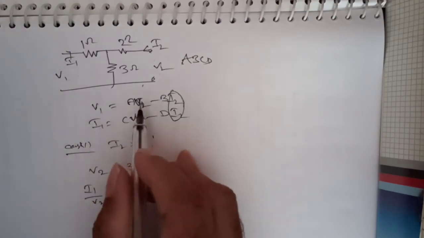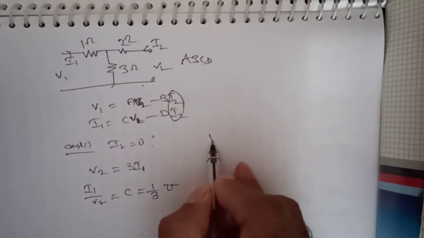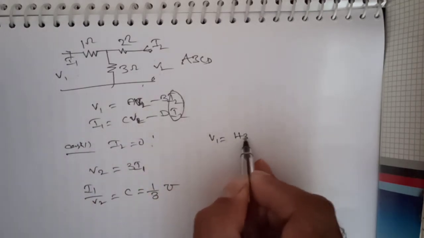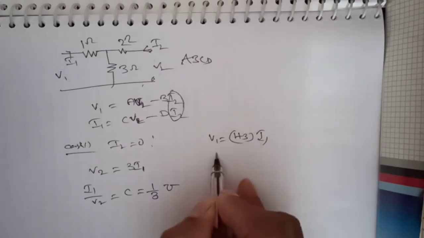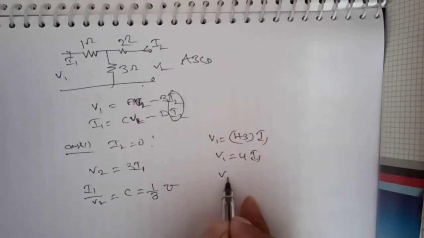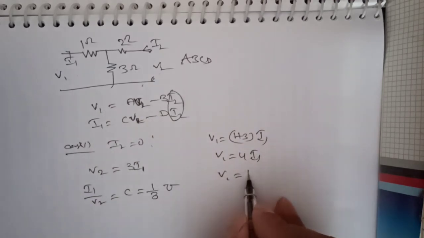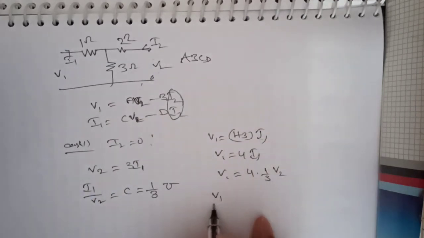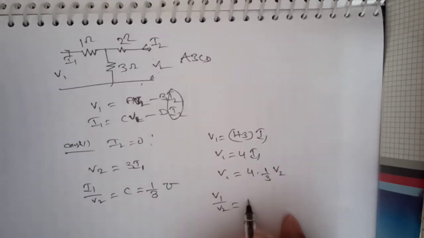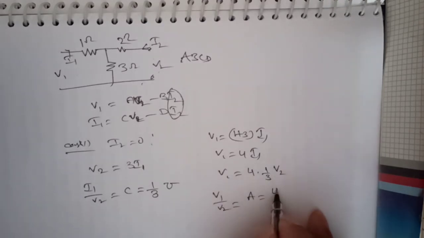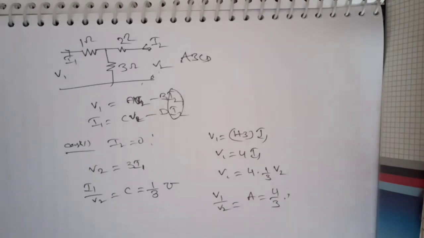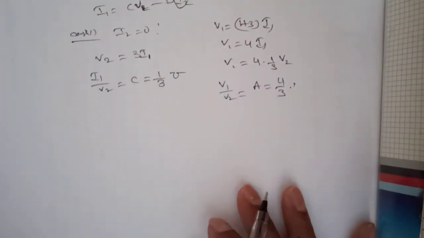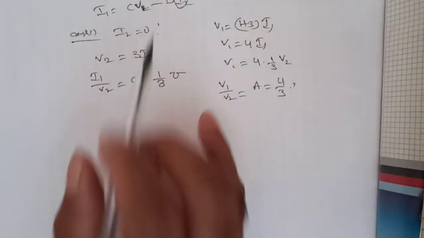Now we have to find the relation between V1 and V2. What is V1? 1 plus 3 into I1, so V1 equal to 4 I1. But we have to find the V1 and V2 relation, so V1 equals 4 into I1, where I1 equal to 1 by 3 into V2. Now V1 by V2 is equal to A, that is equal to 4 by 3. No units for this. This is the way one can find ABCD parameters by making I2 zero.